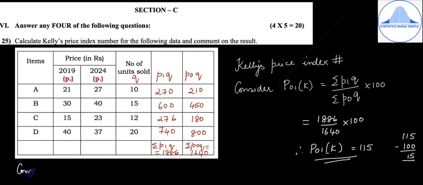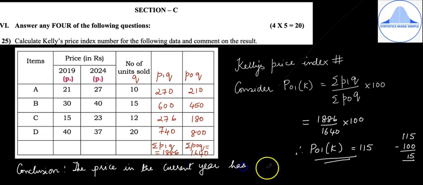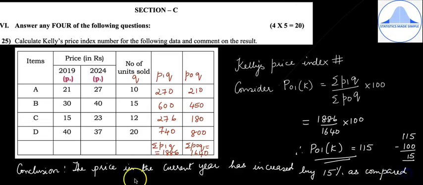So next you can write the conclusion. The conclusion will carry 1 mark. So you can write the price in the current year has increased by 15% as compared to the base year price.